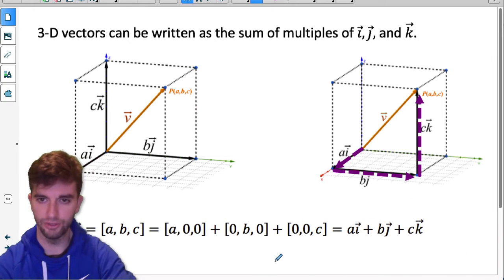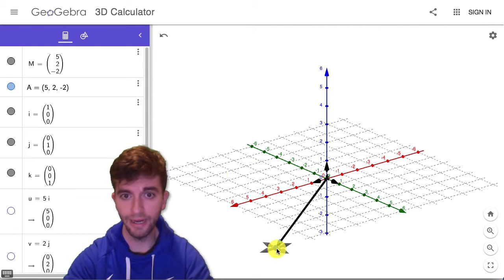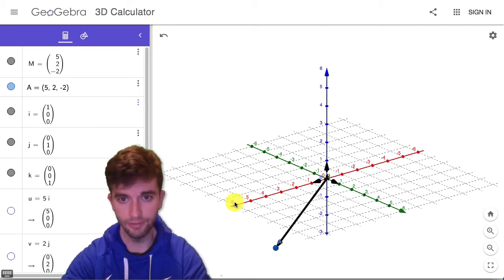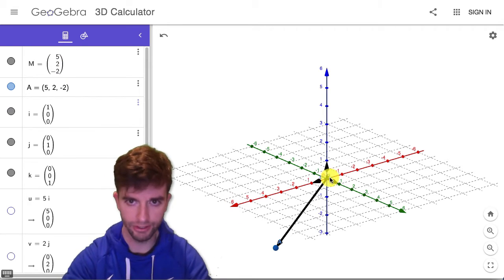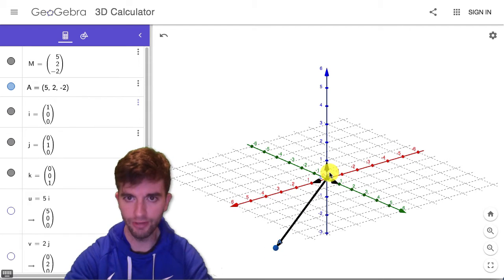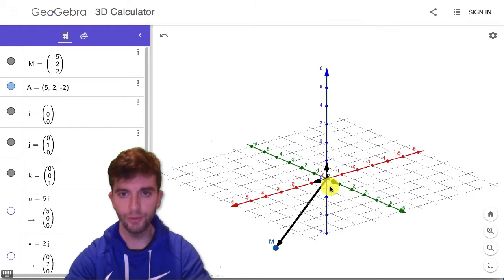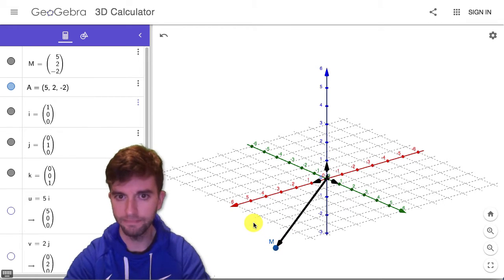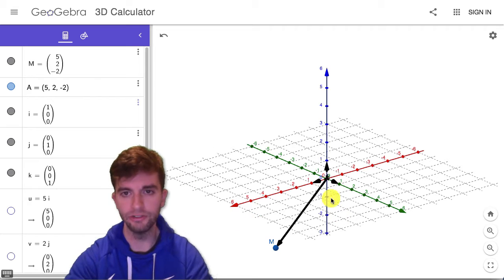Let me demonstrate this to you in GeoGebra as well. So on this graph, I have this vector still, [5, 2, -2], that I made up. Starts at the origin, finishes at the point (5, 2, -2). I also have the unit vectors i, j, and k. I could represent this vector, which I've called vector m, as a sum of multiples of these unit vectors.